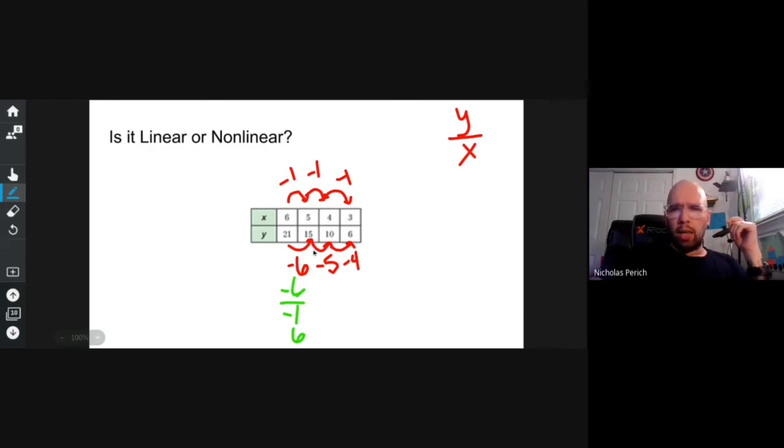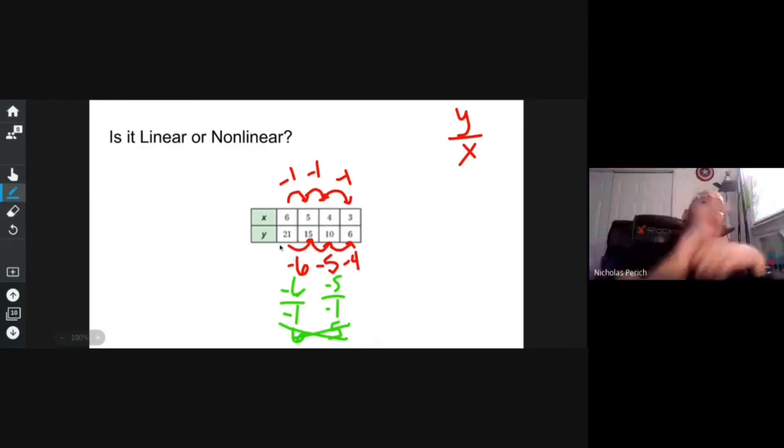For here, I get negative 5 over negative 1. Negative 5 over negative 1 is just 5. Uh-oh. My pattern broke. And I saw that right away. Since all of this up here was negative 1, and then I went from negative 6 to negative 5, negative 4, I started getting different numbers on the bottom completely.